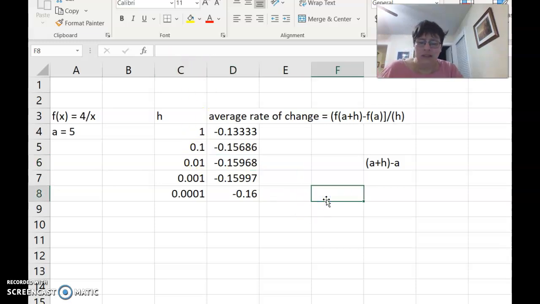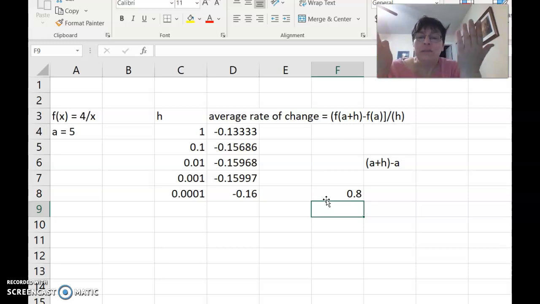Now I looked at this and I said, what is 4 divided by 5? Because we've been taking limits. We've been getting close to this value. And it is not the same. Look, it's negative. And it's a smaller number. What's going on?